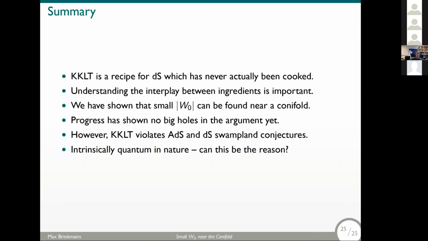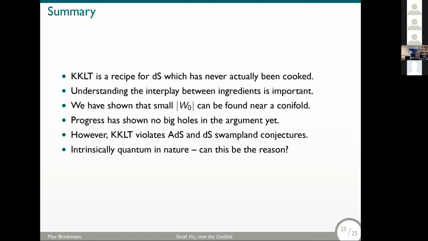So let me summarize. KKLT is a recipe for de Sitter which has never actually been cooked. Understanding the interplay between those ingredients that we want to cook together is very important, because one ingredient may change the way two other ingredients interact. What we have shown here is that small W0 can indeed be found near a conifold. And all of the progress that I am aware of has really shown no very big holes in any of the KKLT arguments yet.